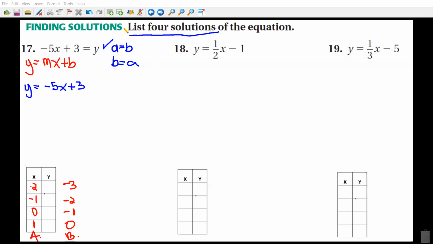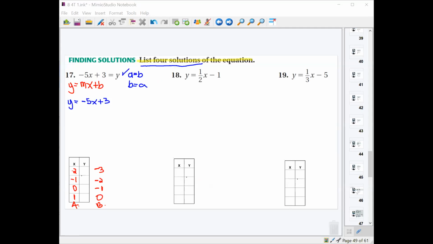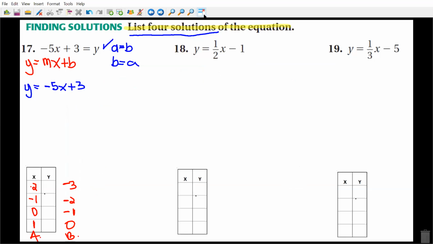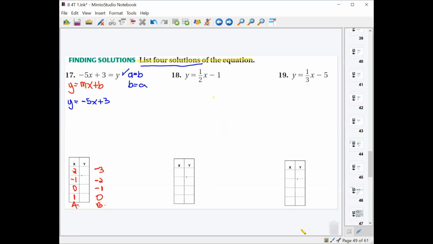Yes, because it's the same. Can you repeat that, Emma, please? Yes, because A and B are the same. A and B are the same. No problem. If you work with A, exactly. So it's not a problem if you work with A or if you work with B, because the question says list 4 solutions of the equation, right? And if it says 4 solutions of the equation, the 4 solutions can be A.